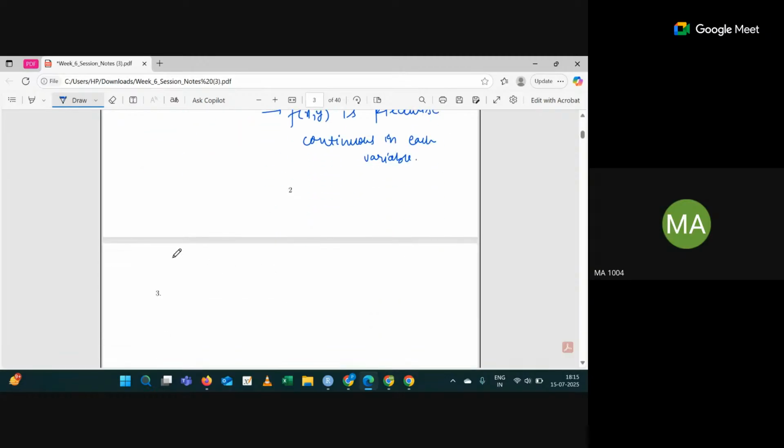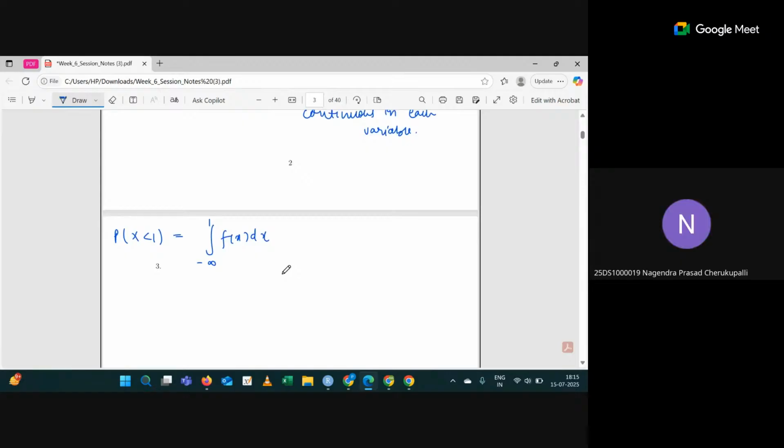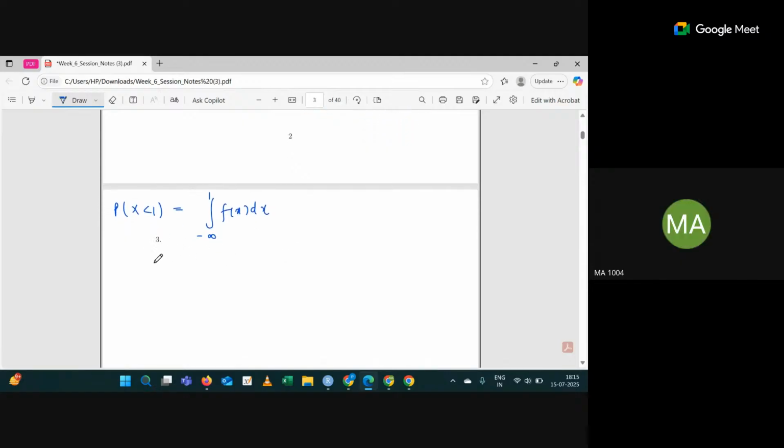In the case of a single random variable, suppose I am interested in calculating the probability that x is less than 1. How will you start? We start with the lower limit minus infinity, so it will be the integral from minus infinity to 1 of f of x dx, right? This is something we have seen. Now, in the case of 2D, how to start?